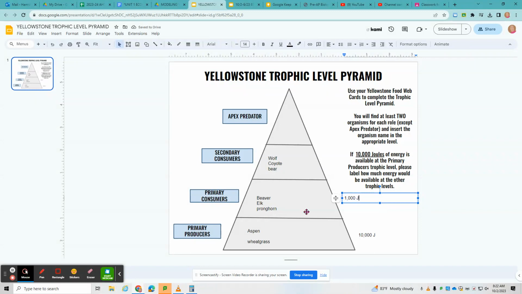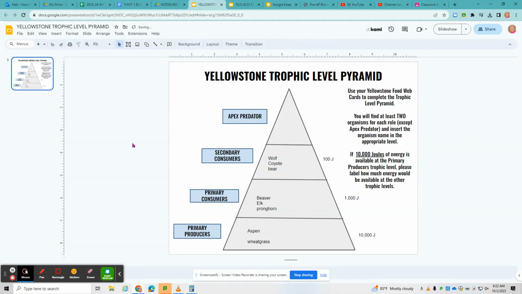So 9,000 joules of energy has been released as heat. It's no longer being used. So now at the next trophic level, if we multiply that by 10%, we're only going to have 100 joules left.